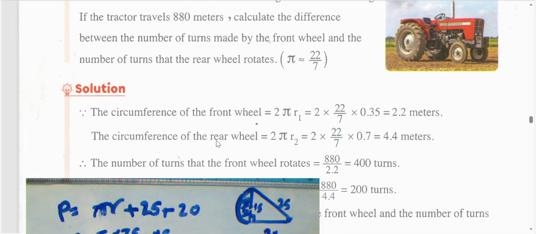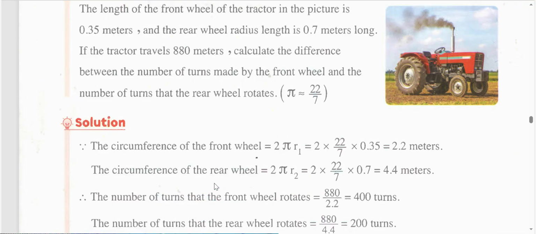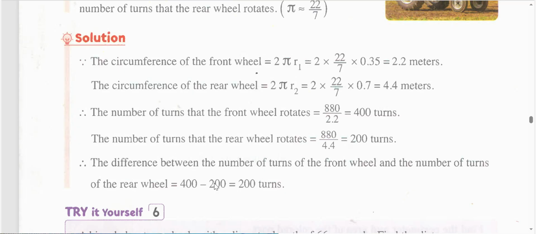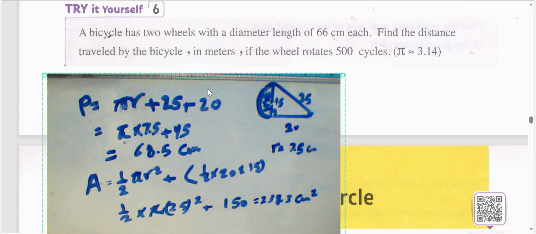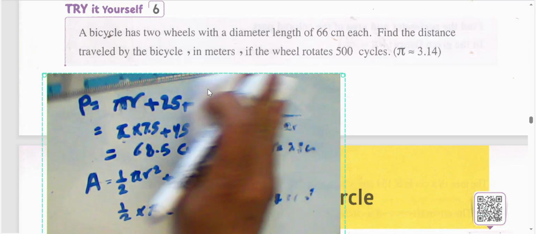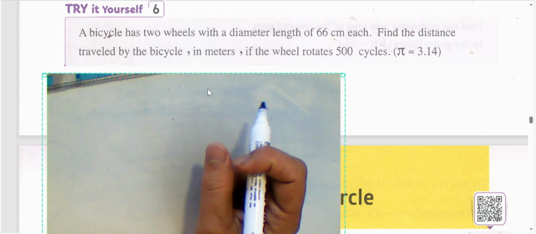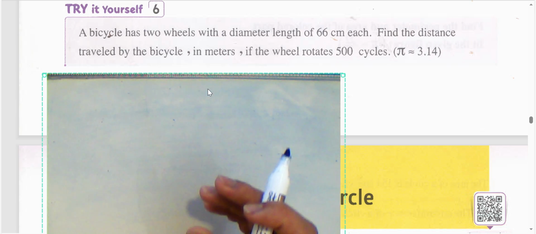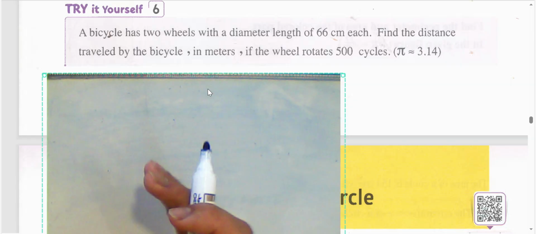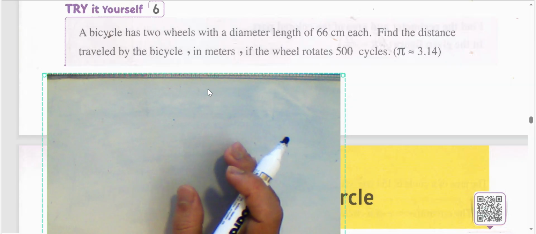Understood? Okay, next question like this. You can read this example. It's important, okay? Any example here is important. Number 6. A bicycle has 2 wheels with diameter length 66 centimeter each. Find the distance traveled by the bicycle in meter. The wheel rotates 500 circles. Okay, we can find here.